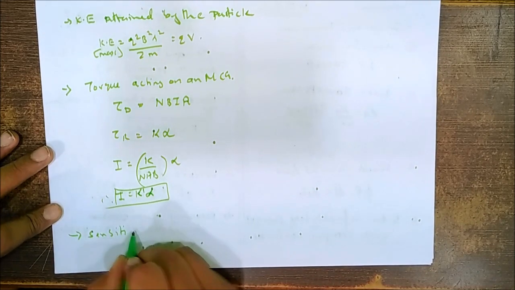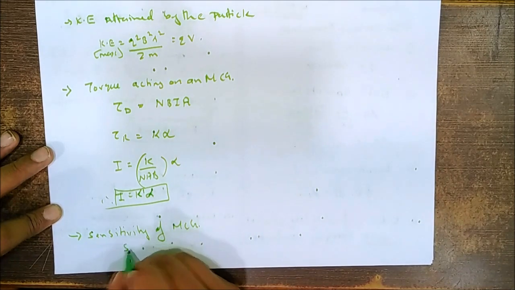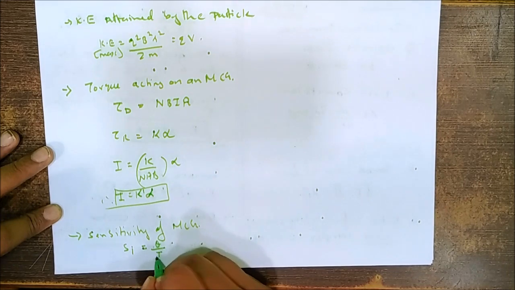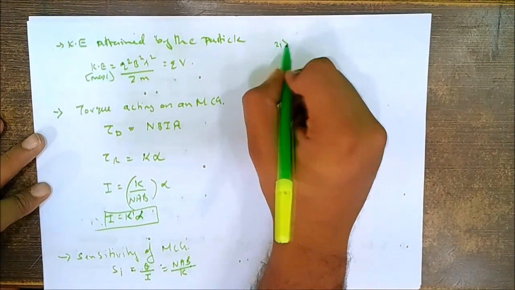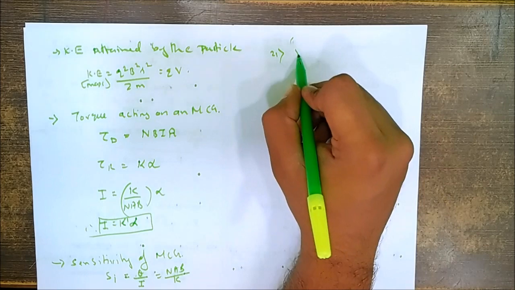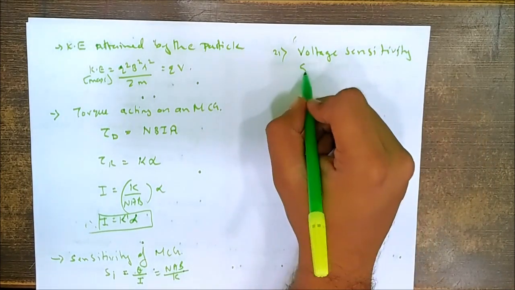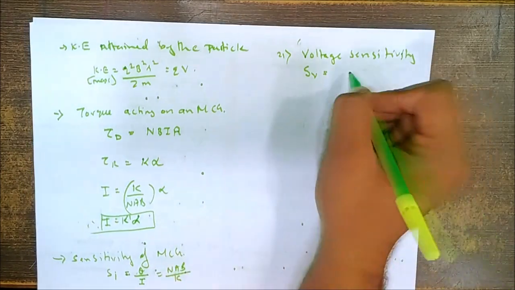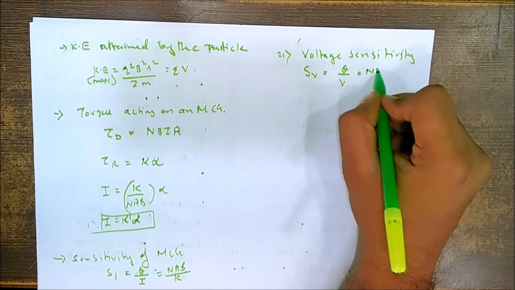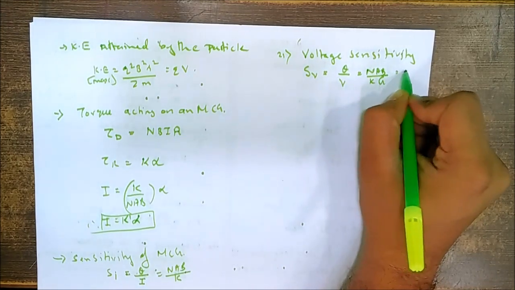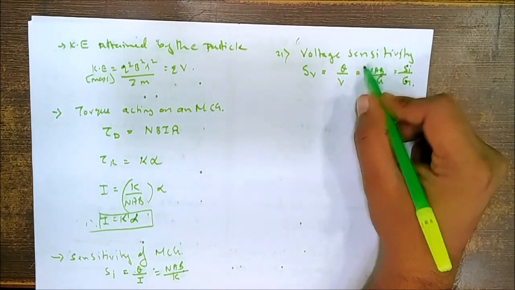Now sensitivity of MCG, which is moving coil galvanometer, the current sensitivity SI is equals to theta upon I, which is NAB upon K. Then we have voltage sensitivity denoted as SV, which is given as theta upon V, which is NAB upon KG, where G is galvanometer resistance. This is SI upon G because the entire term is SI.